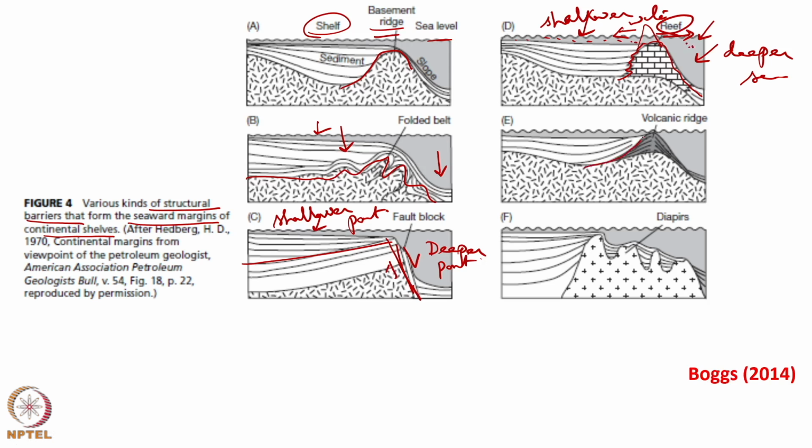Just like a reef, there can be a volcanic ridge developed, and in this way the coastal area is divided into two portions. Just like the volcanic ridge and the reef, there can be a diapir produced due to differential density, and then the low density material is moving upward and has created such a topography, and then again the coastal area is divided into two parts. This is the deeper portion, and this can be the shallower portion. The sedimentation patterns will be different in these two places.